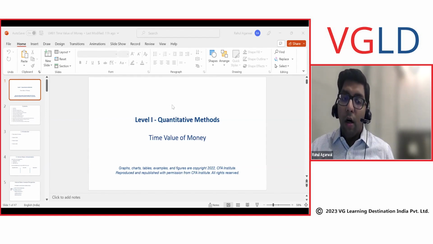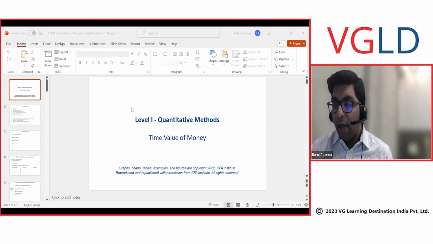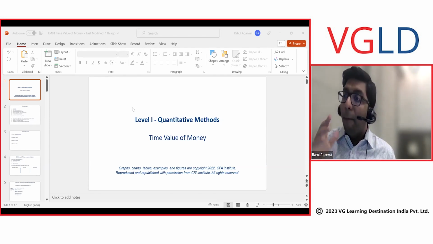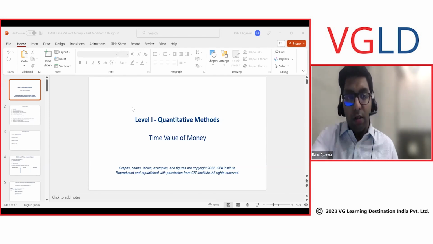Let's start with quantitative methods. Today we are going to learn a topic called time value of money. In this topic, we will understand basically the principles of how money compounds or how money grows.